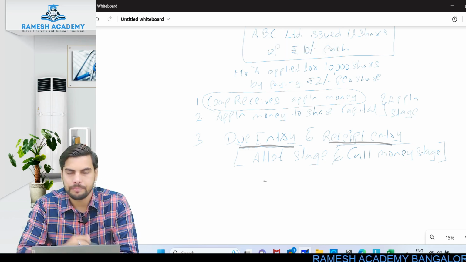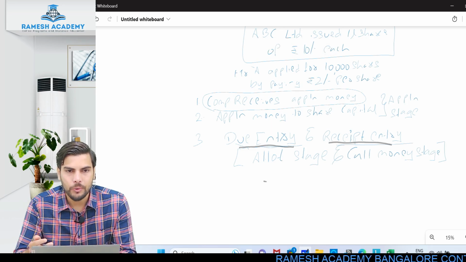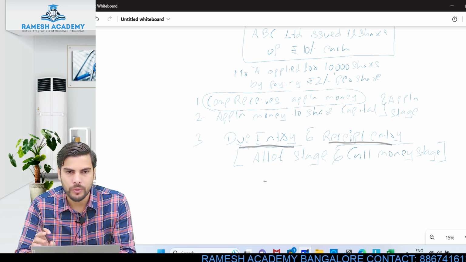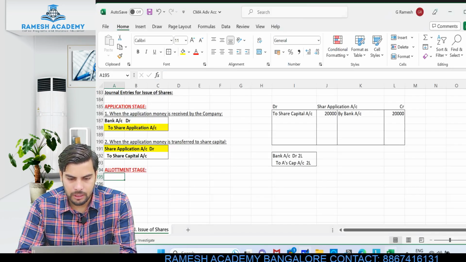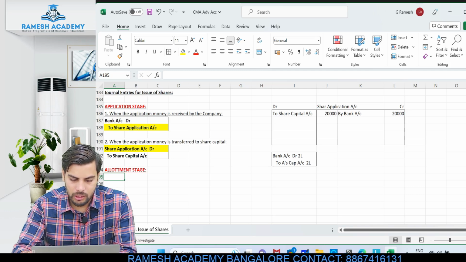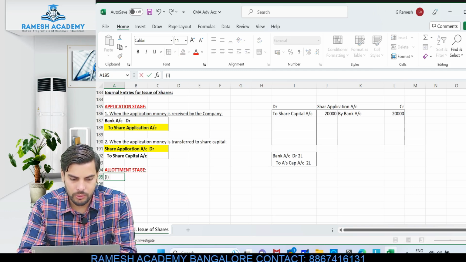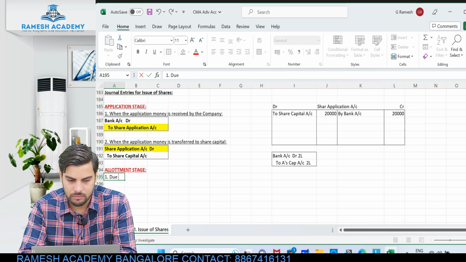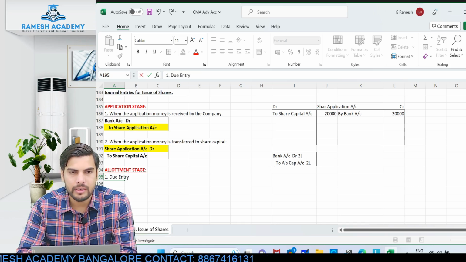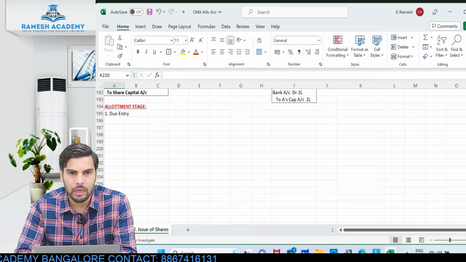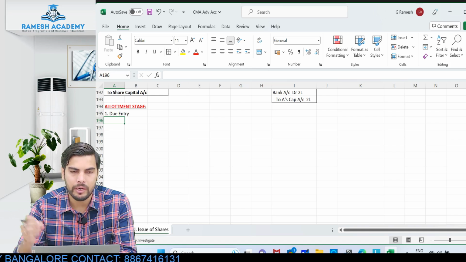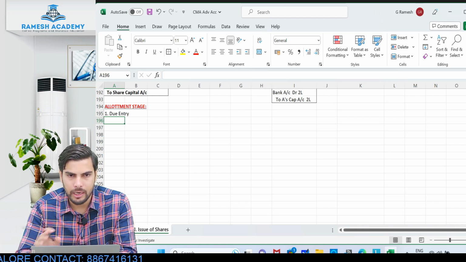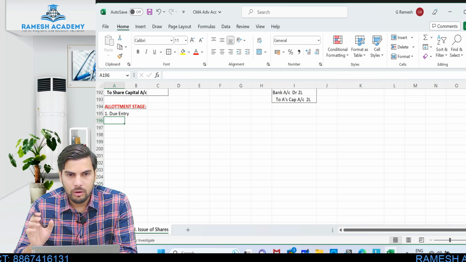Now let me tell you what exactly will be the due entry which we need to pass at allotment, and what exactly will be the due entry which we need to pass at the call money stage. Let me take you through the journal entries. So here you will be passing two things. One would be the due entry. So what is the due entry? It is as good as when allotment money is due, what exactly will be the entry? When it is actually received, what exactly will be the entry? As simple as this. I hope the logic is quite clear.